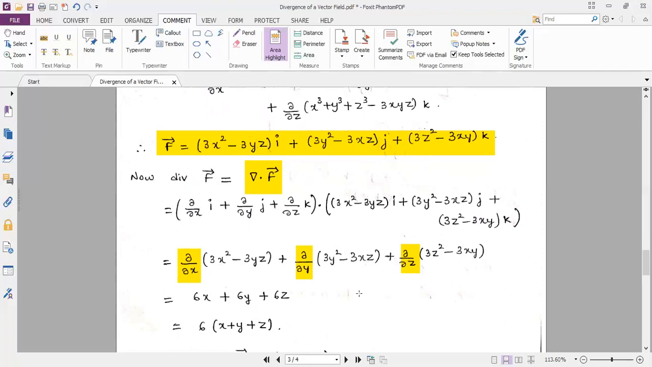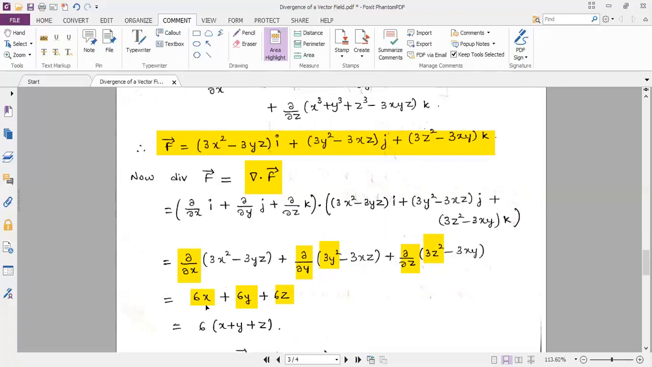Let us perform partial differentiation with respect to x. 3x² differentiation is 6x. Differentiation of −3yz is constant, so differentiation of a constant is 0. Next, ∂/∂y of 3y² is 6y. Differentiation of −3xz is 0 when we differentiate partially with respect to y. Next, ∂/∂z of 3z² is 6z. Differentiation of −3xy partially with respect to z is 0.